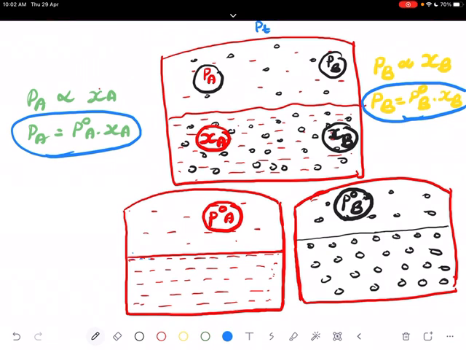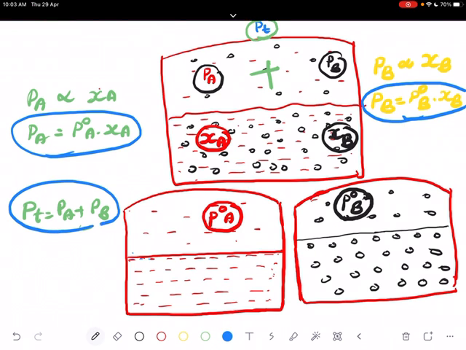Now we know that according to Dalton's law, PT is equal to PA plus PB. That we learnt last year. That is, PT is equal to PA plus PB, according to Dalton's law.